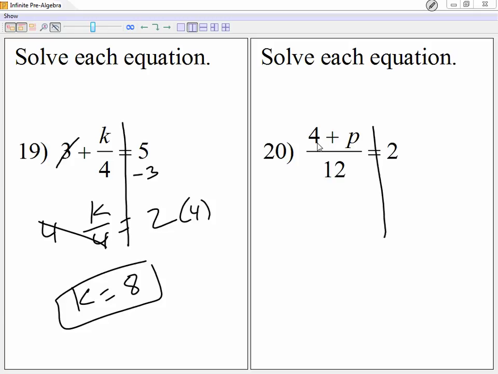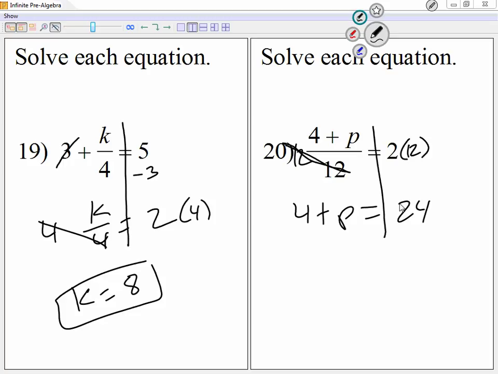So in this case, the first thing I'm going to do is get rid of the fraction. So let me multiply both sides by 12. On the left side, these 12s cancel out, so I'm just left with 4 plus p. I multiply by 12 in order to get rid of the fraction. On the right side, I get 24, right? 2 times 12. Now, I see that the 4 has nothing to do with the letter, so I'm going to bring it to the right as a negative 4. So I get p equals 20.